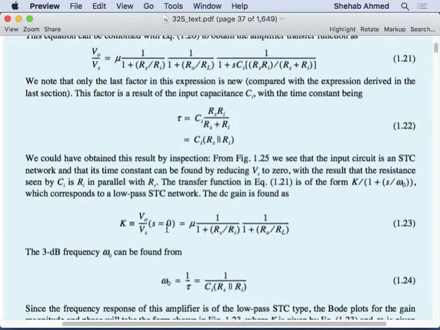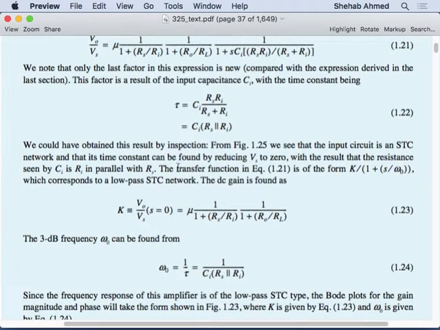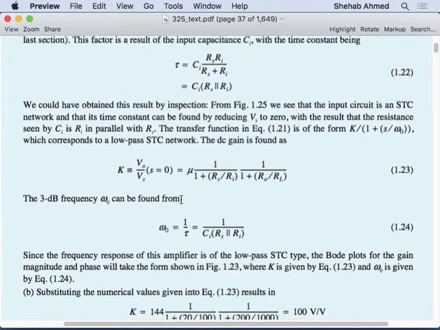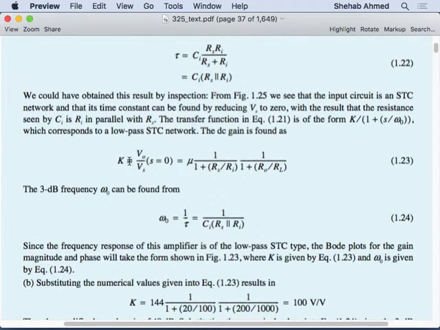You can do it either way; it's up to you. So I recommend doing it the easy way, because as soon as you find one capacitor, you do it that way. Okay, so then we found, so this is K, this is tau. So we found this information in two different ways.